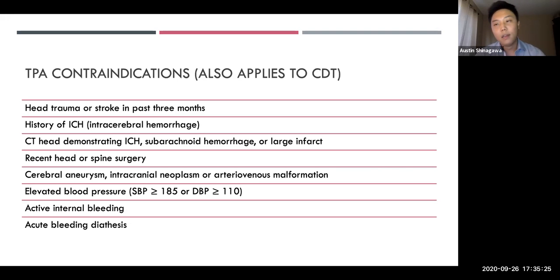or AVM. An interesting point on that is that you can screen patients who have a history of cancer that tends to metastasize to the brain and cause hemorrhagic infarct. So things like renal cell carcinoma, HCC, et cetera. Also, if they have an elevated blood pressure, specifically systolic over 185 or diastolic over 110, active internal bleeding such as GI bleed or acute bleeding diathesis. So very important to learn these, not just for catheter-directed thrombolysis, but also for things like stroke.